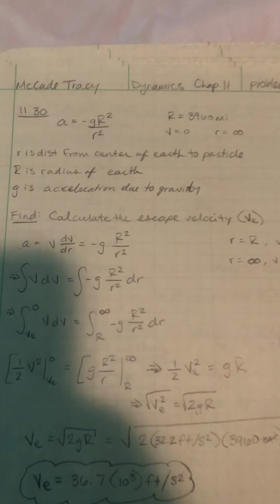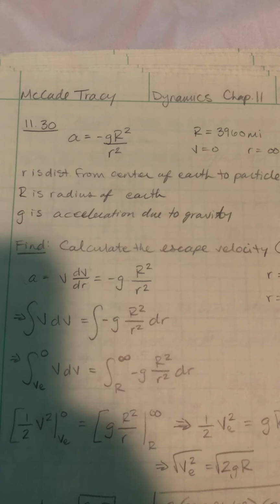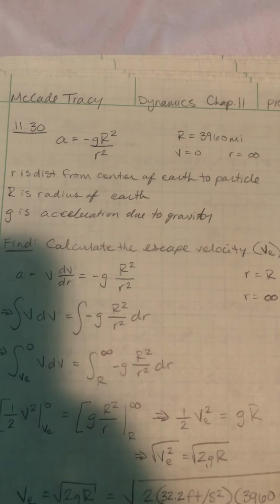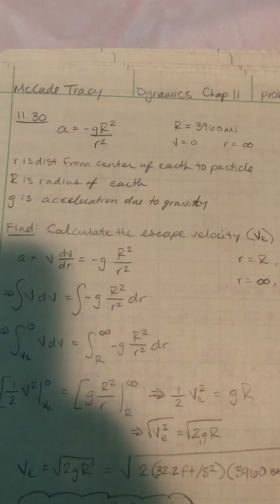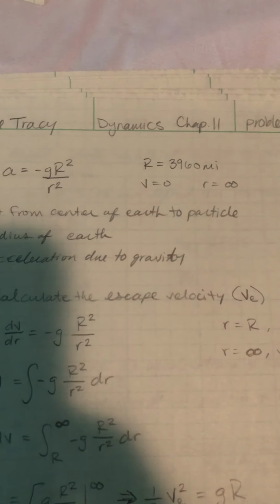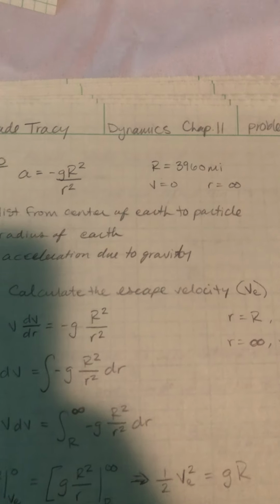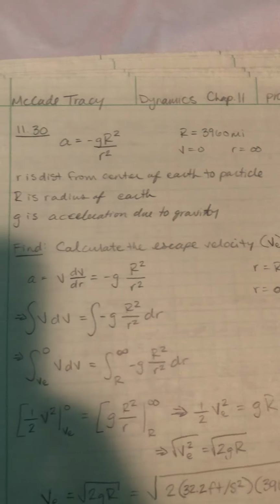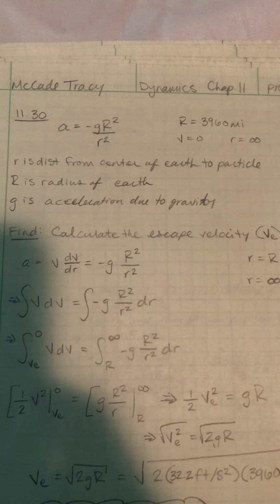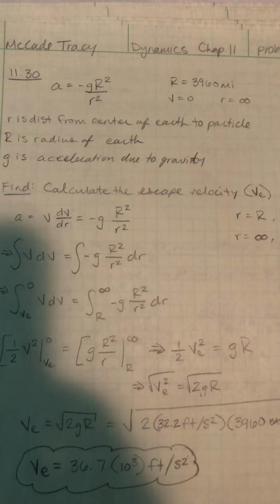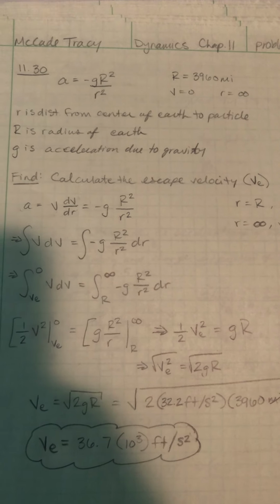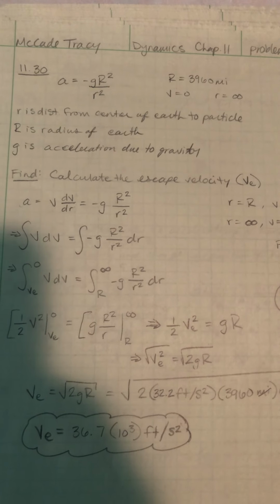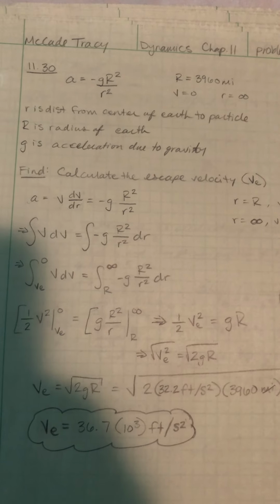We are given the function a equals negative g times R squared over r squared. So capital R is equal to 3,960 miles. Our velocity is equal to 0, and our lowercase r is infinity. So we're asked to calculate the escape velocity of this, again using separation of variables.